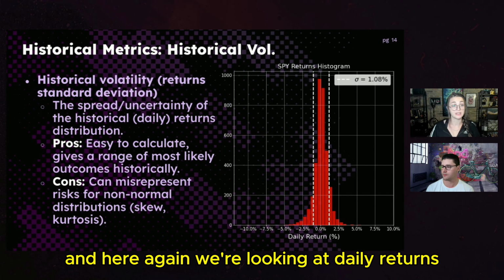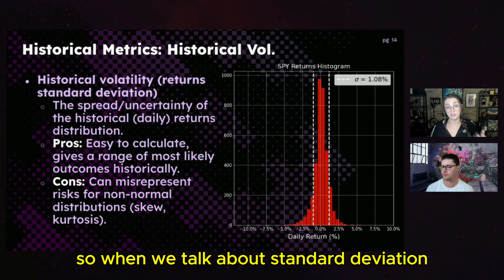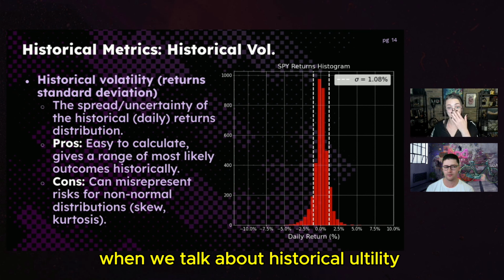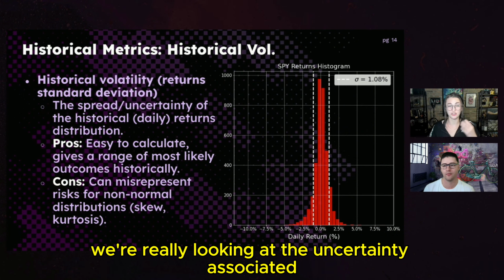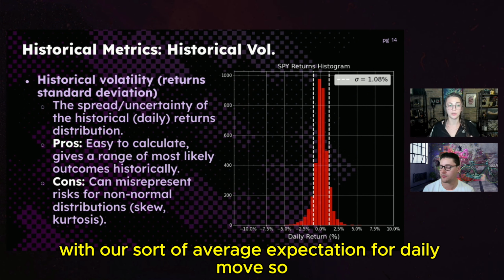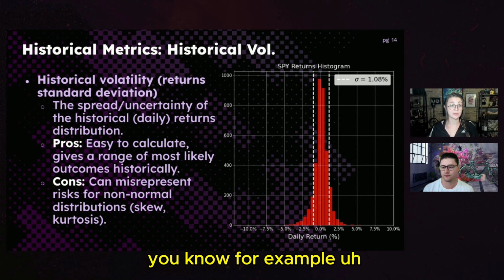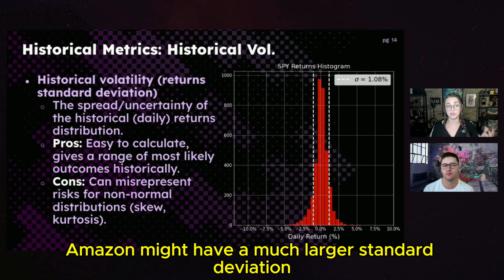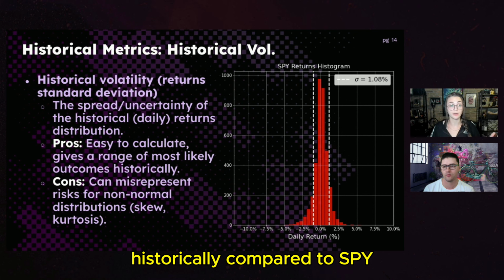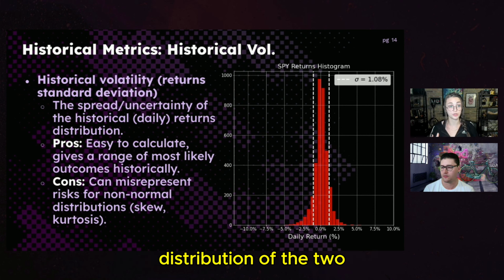And here, again, we're looking at daily returns. So when we talk about standard deviation, when we talk about historical volatility, we're really looking at the uncertainty associated with our average expectation for daily move. So, for example, Amazon might have a much larger standard deviation historically compared to SPY when we're looking at the returns distribution of the two.